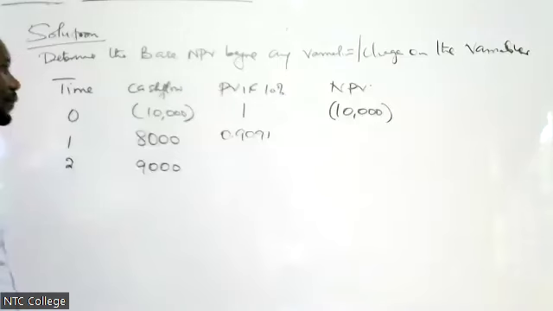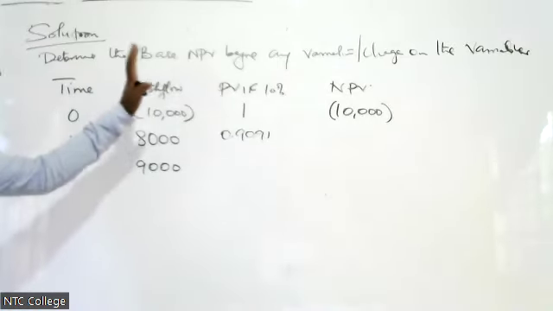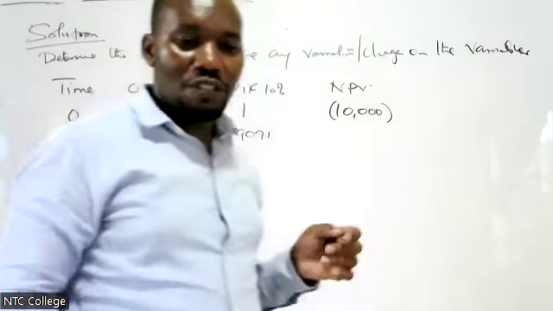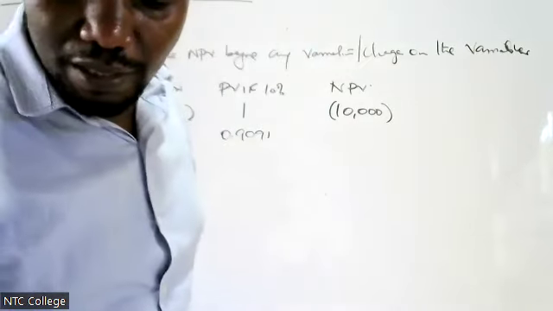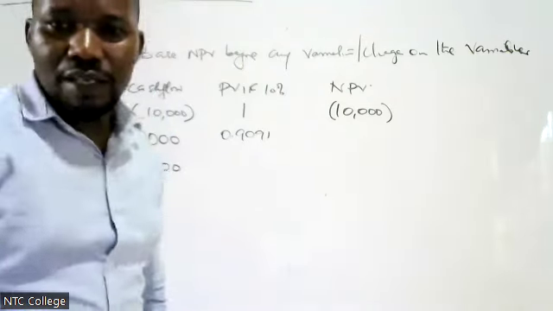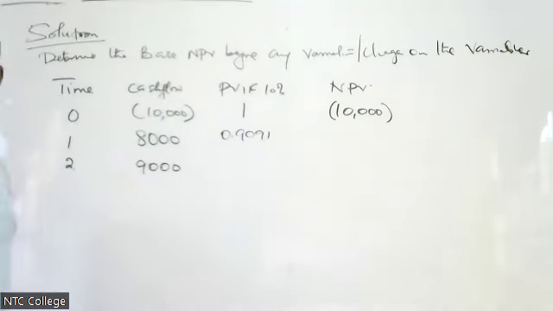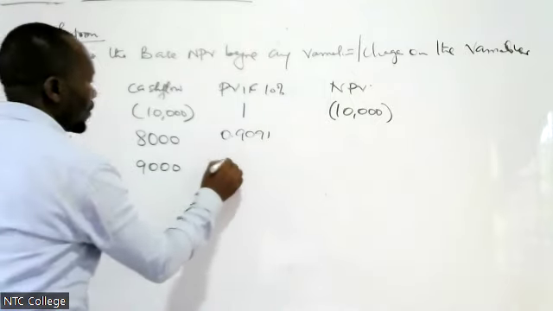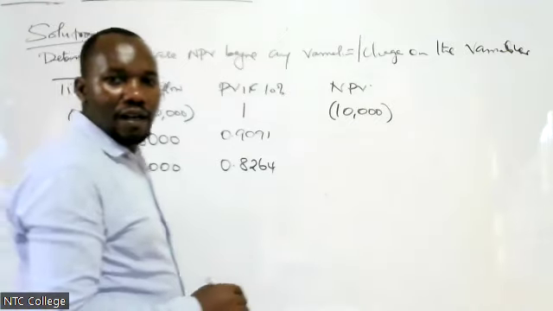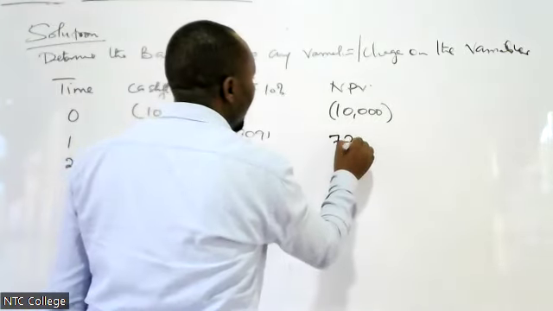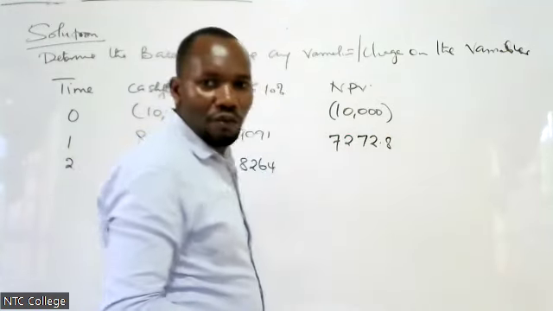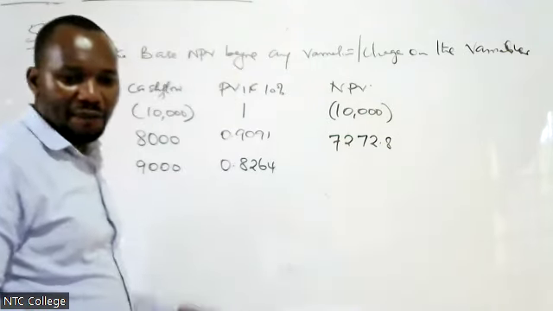So the key thing here is how do you get cash flow? That is the beginning. In any capital budgeting question where you're going to solve the NPV, you need to know how you get your cash flow. In year 2, the factor is 0.8264. And then we have 72.8. What is the other one?